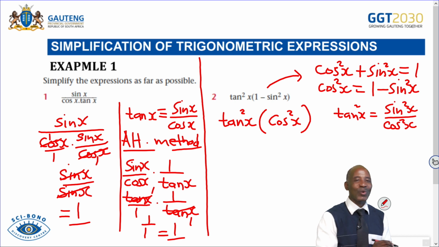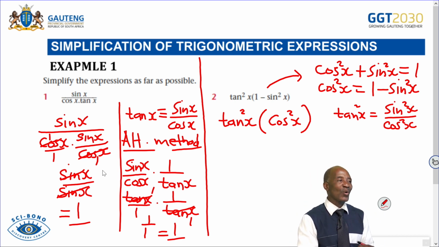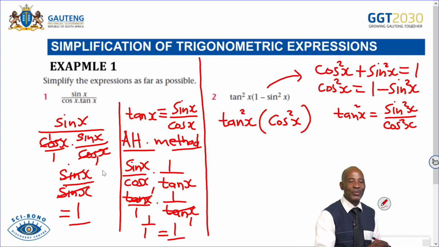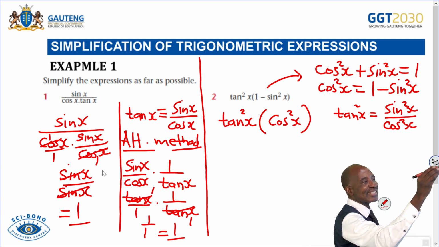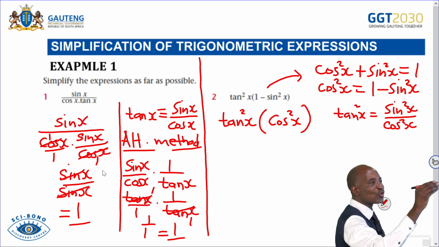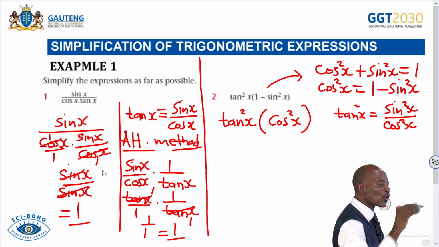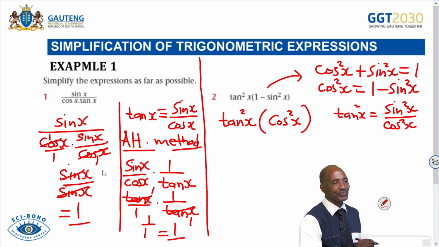What you do on one side should be done on the other side of your expression. So in this case, it's an equation. I've decided to square the left-hand side. I must also square the right-hand side.